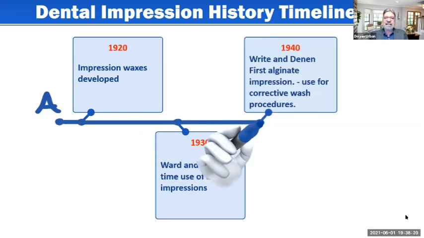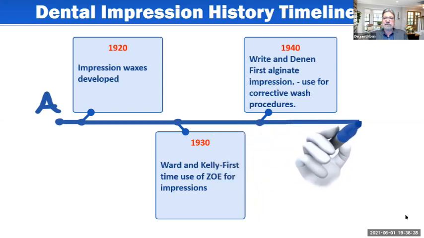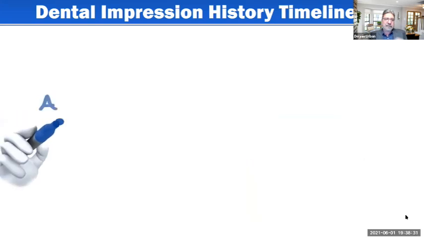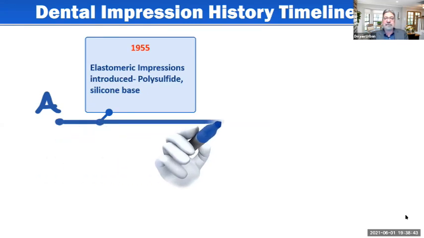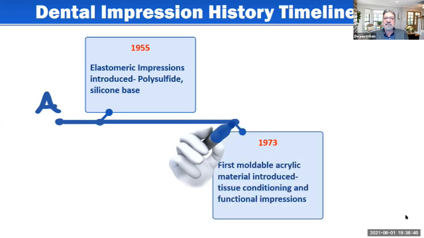In 1940, Wright and Denon had the first alginate impression that was used for a corrective wash procedure, like a wash impression. That's when alginate was first used. And then we go to the final three here. Back in 1955, rubber-base impressions were introduced, and polysulfide and a silicone base were utilized for impression taking. And in 1973, the first moldable acrylic material was introduced, and tissue conditioning and functional impressions were utilized by using this material. And that same material is still out there today with tissue conditioning and functional impression taking.